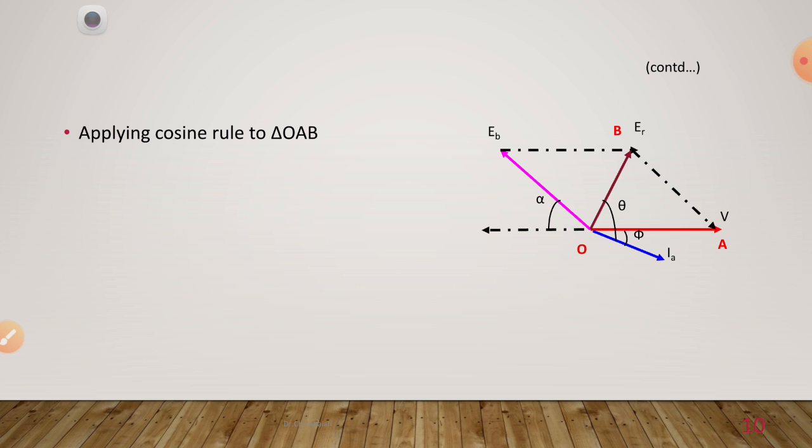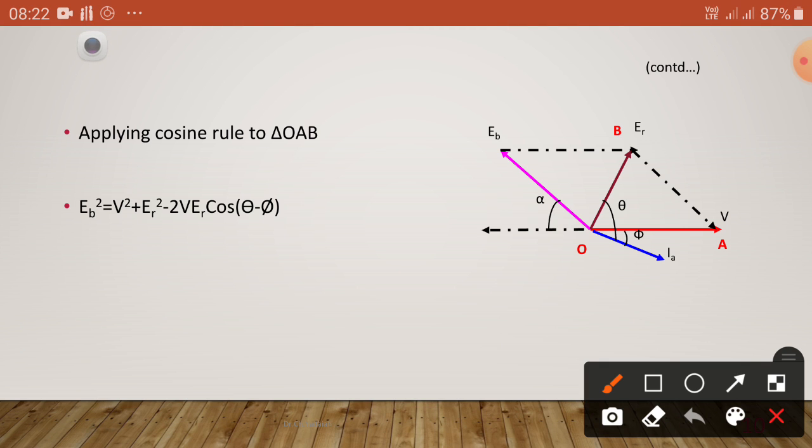Our aim is to find ER as well as sin alpha. Now, applying the cosine rule, here I am going to find EB. So here you can see, this and this are the same, so we can write EB, and this is nothing but V. We can write V.